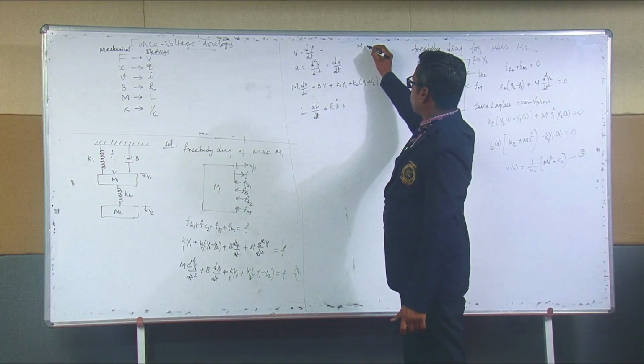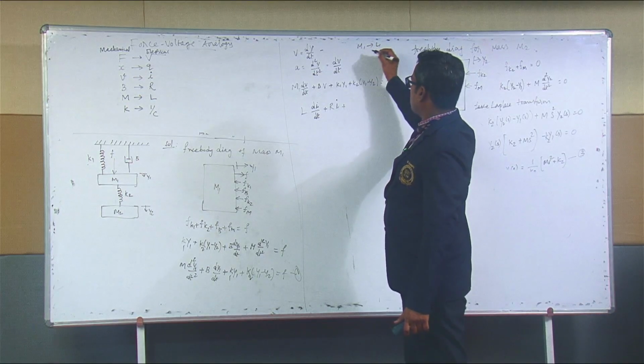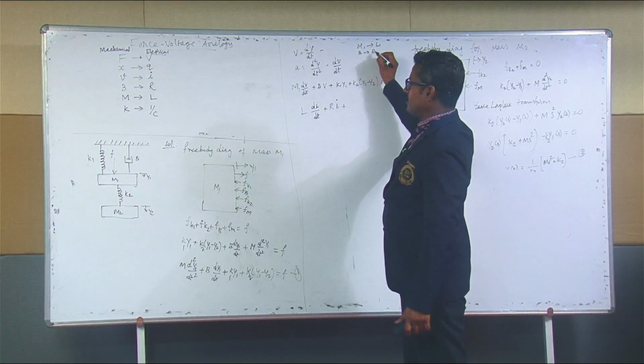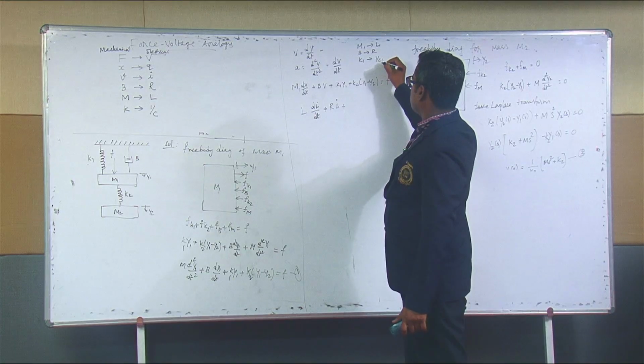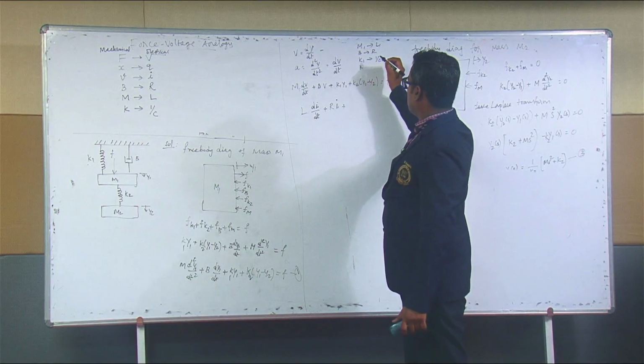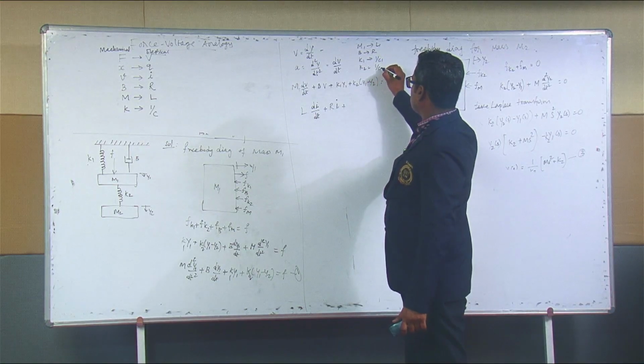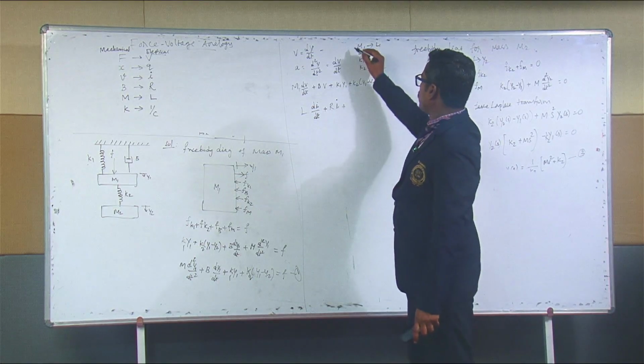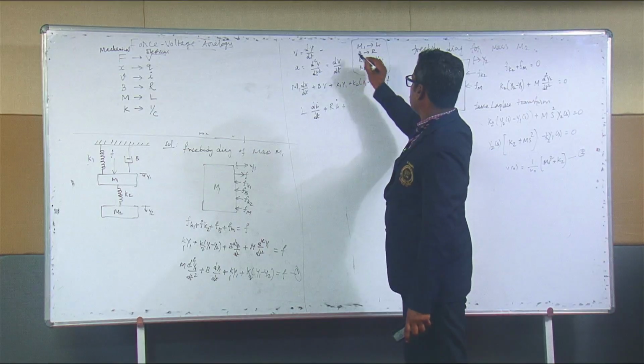So M1 is L1, B is R, K1 is 1 by C1 and K2 is 1 by C2. Okay, so these are the terms we need. So from this one we can easily write this equation.